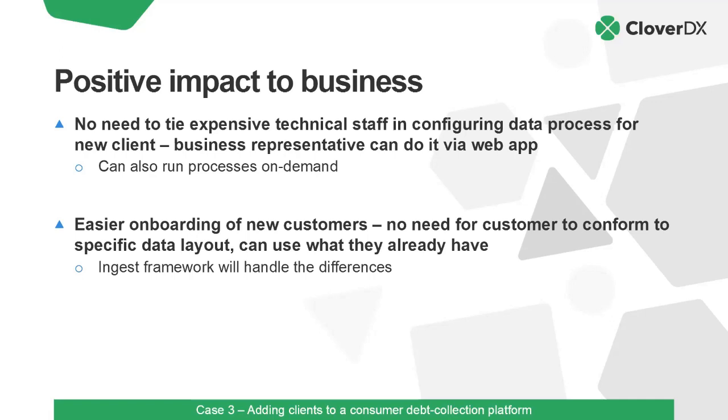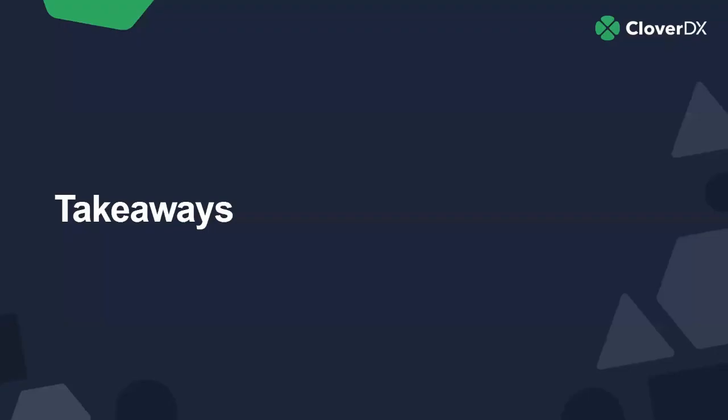This provides for easier onboarding of new customers. They don't need to conform to specific data layout. They can use whatever they already have. And the ingestion framework will handle the differences between these as needed, right? We can reject files and say, hey, please take a look at this and give us a new configuration file, or run alternatives as well. So really, this has made ingestion much easier for this specific debt collection platform.